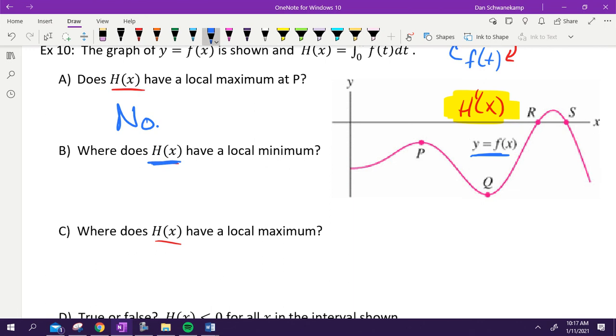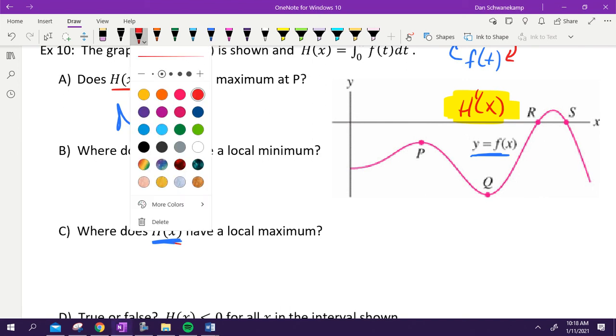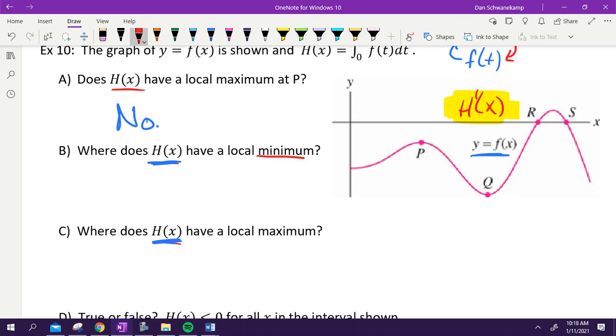Talk with your neighbor. Where does H have a local minimum and a local maximum? Talk to each other. Come up with a spot. Give it a reason why. Show me with your fingers. Where did we have a local minimum? Oh, I'm seeing some R's, some S's. Local minimum is going to happen at R. Somebody raise your hand and tell me, why is there a local minimum at R?